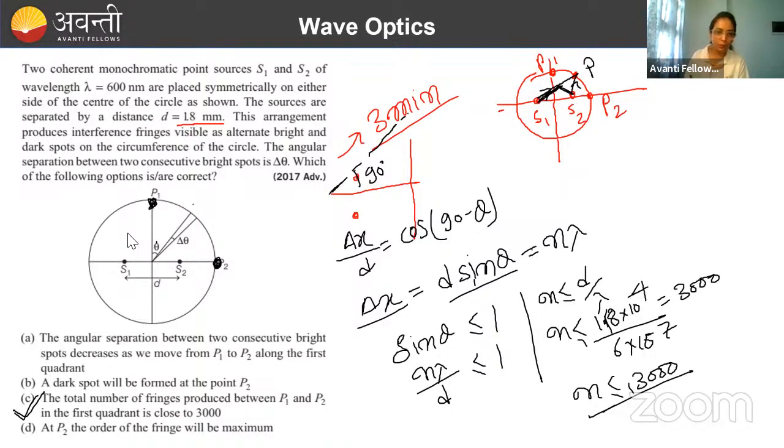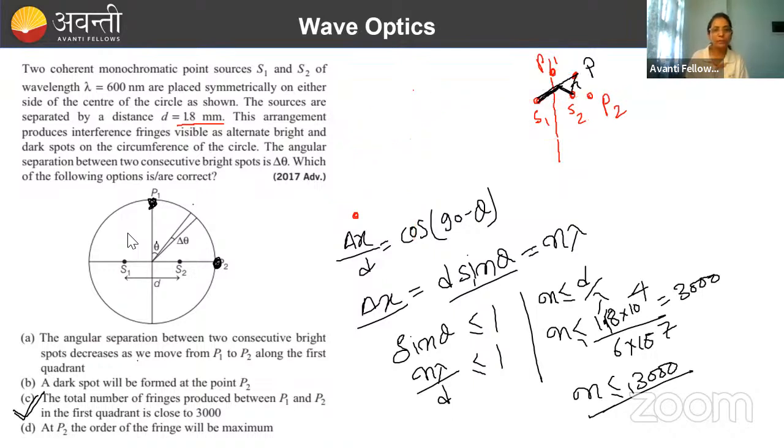Now, what else do we need to check? The angular separation between two consecutive bright spots decreases as we move from P1 to P2 along the first quadrant. So we need to check the angular separation between two bright fringes. How do we check it? Again, we simply write the path difference relation: d sine theta equals n lambda.